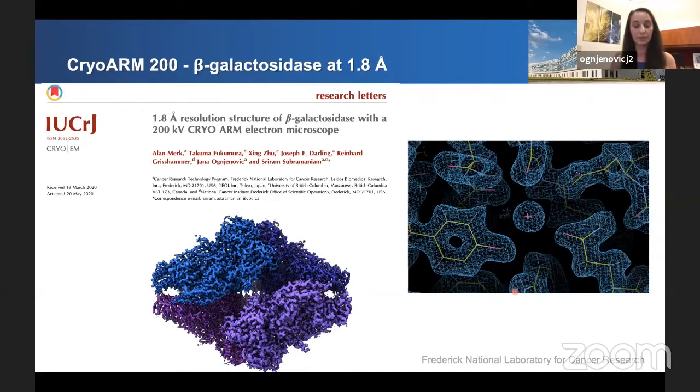Importantly, we were still able to use normal image shifting to collect multiple images for each stage position, which allowed us to collect about 5,000 images per day, enough to produce a 1.8 angstrom BetaGal map from a single day of data collection. And we published our findings last year in IUCrJ.